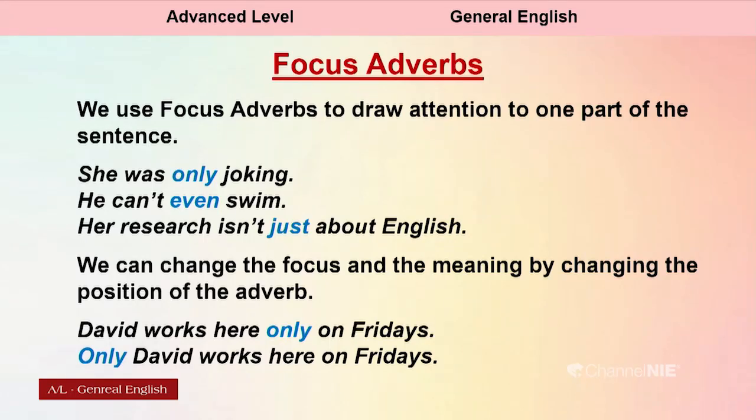The next one, her research isn't just about English, right? So, it is not limited to English. It is "just about". So, that is why we say it draws attention to one part of the sentence. It isn't just about English. So, that means she is interested in doing her research beyond the subject English, or some other subject areas are going to be researched, right? Then we can change the focus and the meaning by changing the position of these focus adverbs, right?